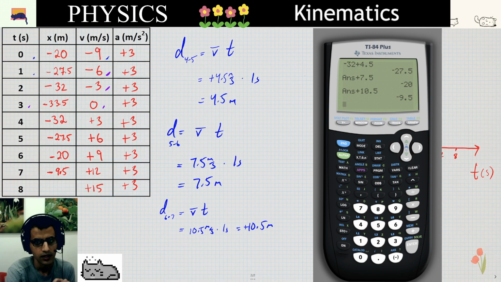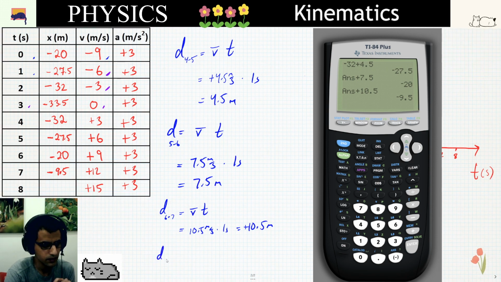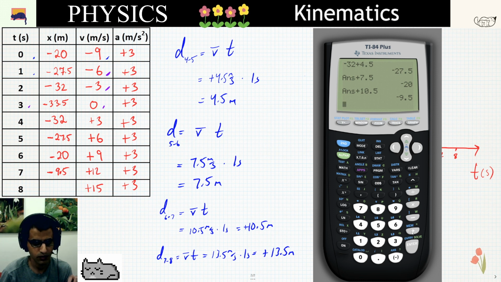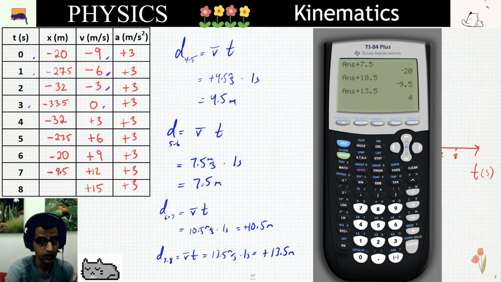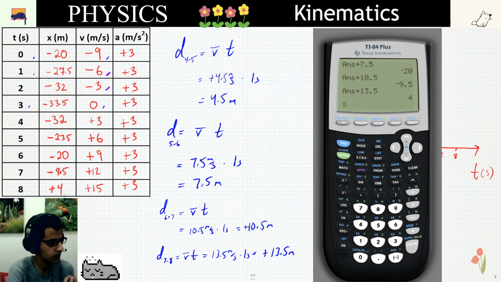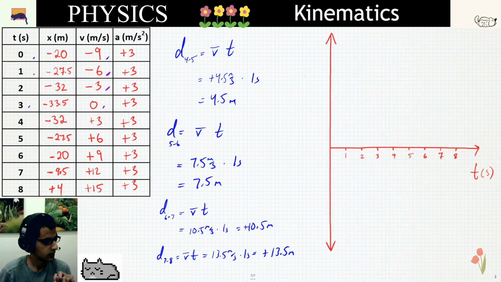Last one, the displacement from 7 to 8 seconds is average velocity times time. The average velocity during the last second from 7 to 8 seconds is 13.5 meters per second times 1 second. So we get 13.5 meters. I'm going to add 13.5 to my previous answer. And we got positive 4. So we have a positive position now. Positive 4. Okay, so we don't need this calculator anymore.